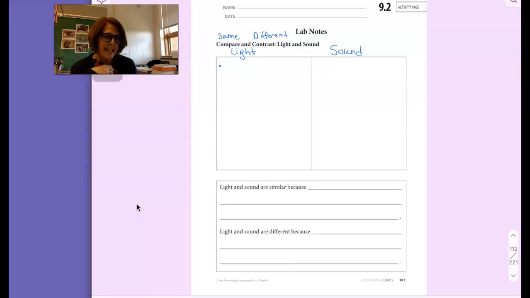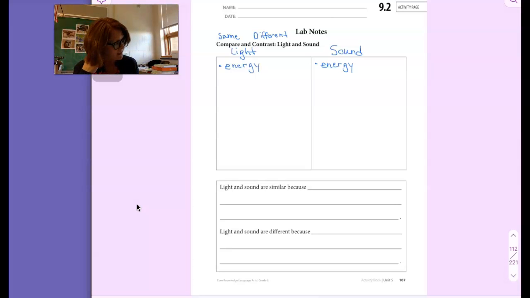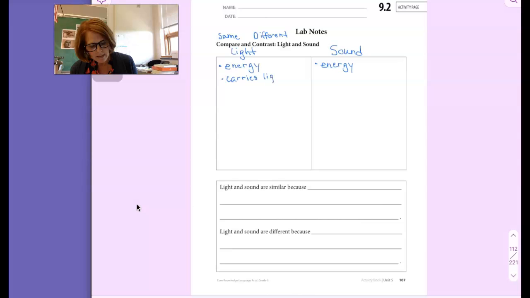So the first thing we're going to write down for light is that light is energy. Light is energy. Sound is also energy. So that's going to be the first thing for both of these. The second thing that's important about light is that it carries light and heat. And if you can't fit it all in one line, you can go on a second line.